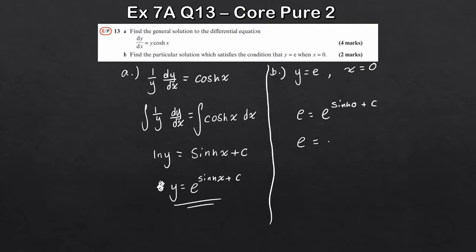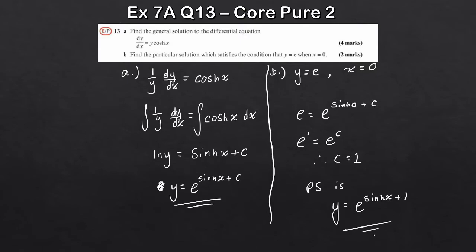So what I've actually got here is just e to the c now. But if e is equal to e to c, remember that's e to the 1. So in that case, c just has to be 1, because of the same base, the powers have to be equal as well. So c must be equal to 1. So in that case, my particular solution, PS, is y equals e to the hyperbolic sine of x plus 1. And that's simply your last 2 marks there.